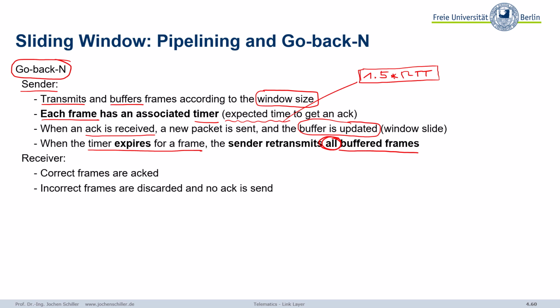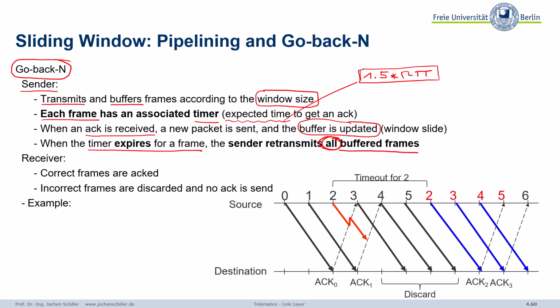The receiver does it in a simple way: all the correct frames are acknowledged and incorrect frames are discarded, and you do not send an acknowledgement. So very simple for the receiver. We don't do anything, we don't send an acknowledgement if something is incorrect. We could also do otherwise, but that's this example.